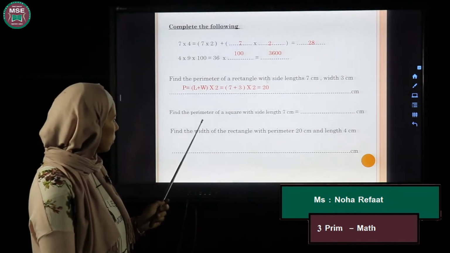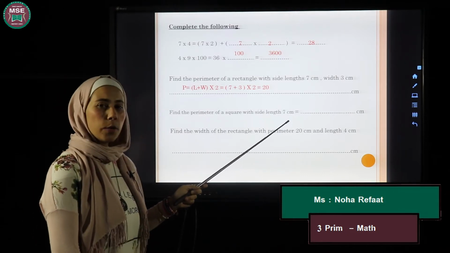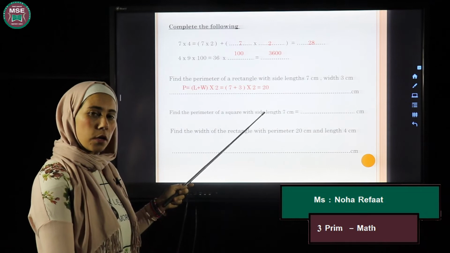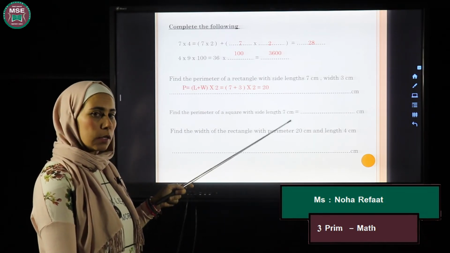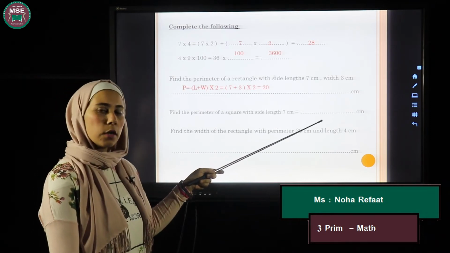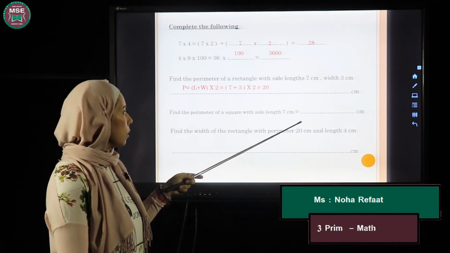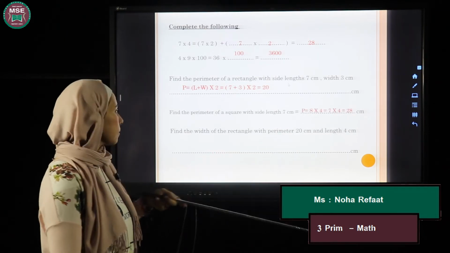The next question, find the perimeter of the square with side length 7. Here we have only one side length. Why? Because the square has 4 sides which are equal. So we don't need another side. The perimeter of the square equals side times 4. So 7 times 4 equals 28.